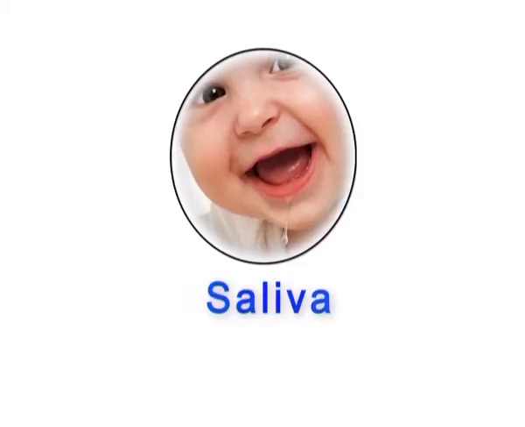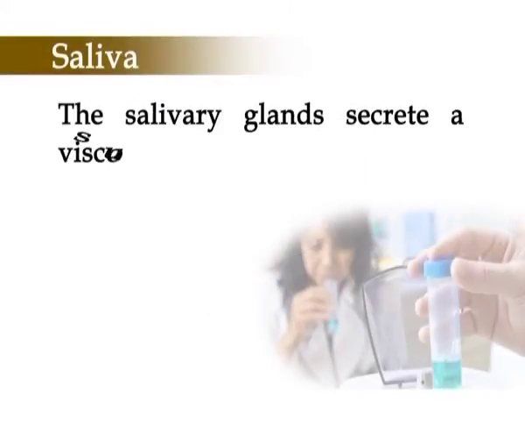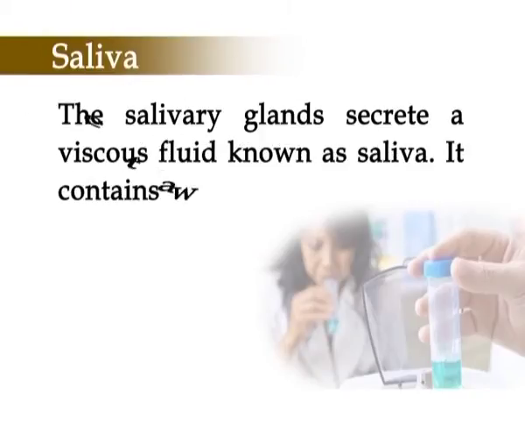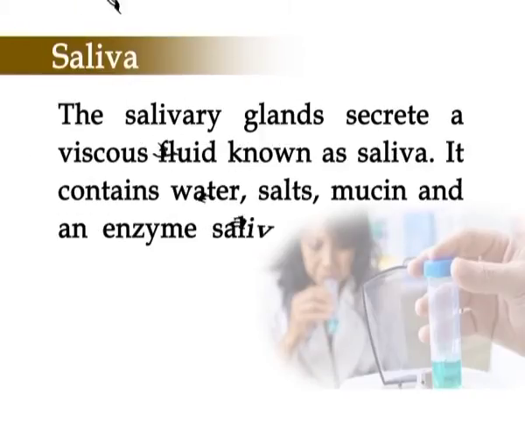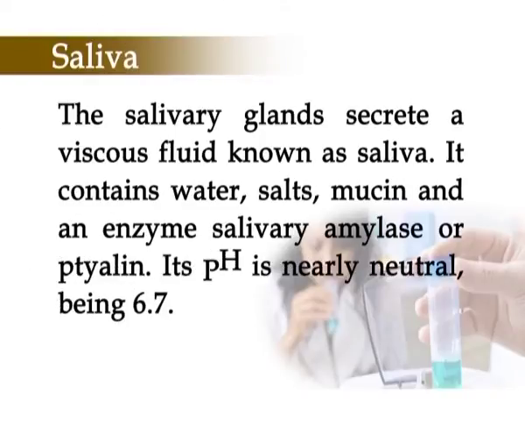Next comes saliva. The salivary glands secrete a viscous fluid known as saliva. It contains water, salts, mucin, and an enzyme, salivary amylase or ptyalin. Its pH is nearly neutral, being 6.7. The salivary glands are under neural control.